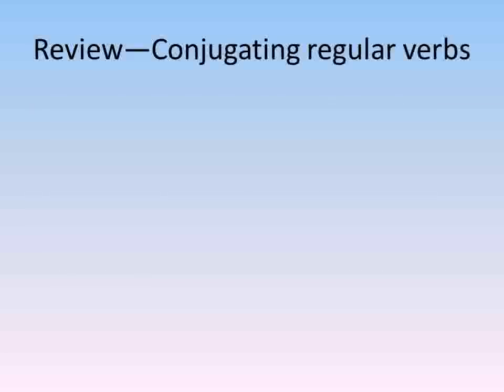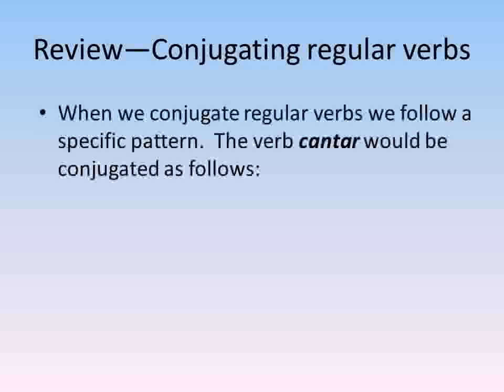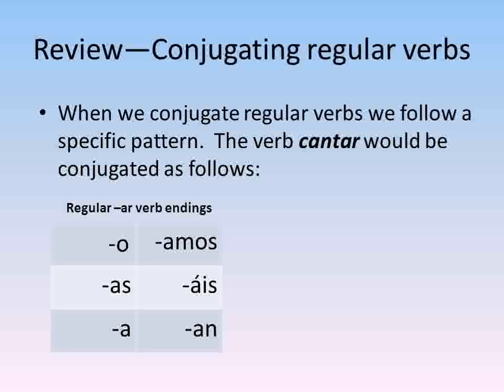Okay, to understand how to conjugate a stem-changing verb, it's important that we review how to conjugate the regular verbs. When we conjugate regular verbs, we follow a specific pattern. For example, if we wanted to conjugate the verb cantar, we would first look at the ending of the verb, that AR, that infinitive marker. That tells us that this verb will use the regular AR verb endings: o, as, a, amos, áis, an.